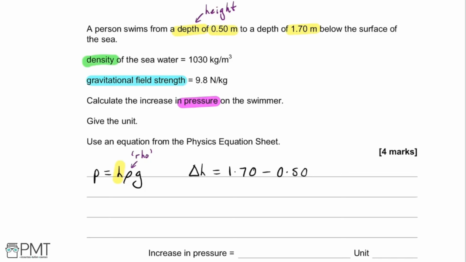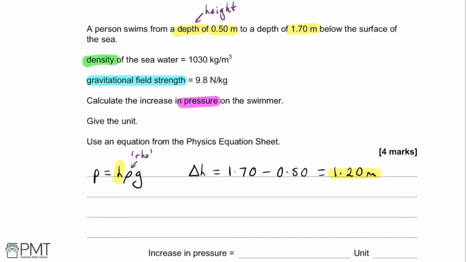And remember, we're doing height as the height of the column, and so that means the height of the water above them. So if they get deeper, then the height gets greater because there is a greater height of water above them. So 1.70 minus 0.50 is 1.20 meters. Keep it with 3 significant figures just to keep it consistent. So now back to the equation, now that we've got that. So our height that we're going to use is 1.20 meters.